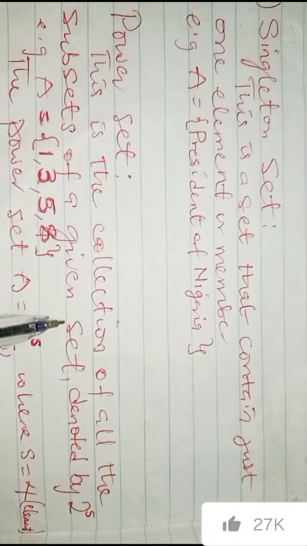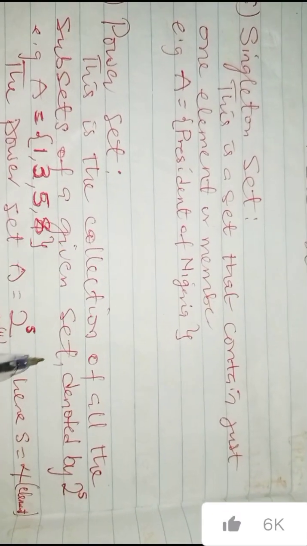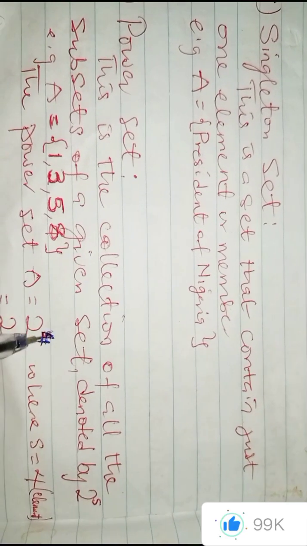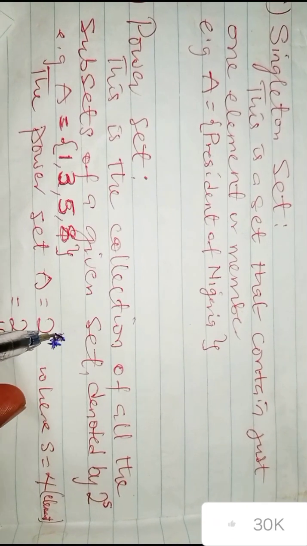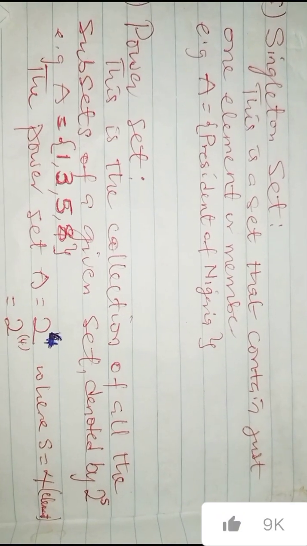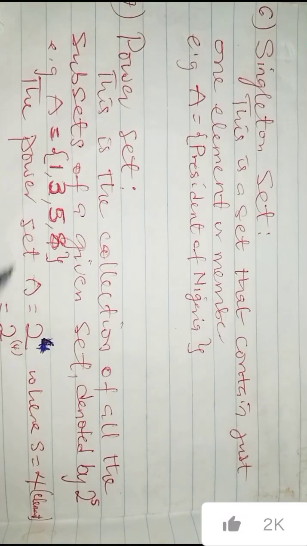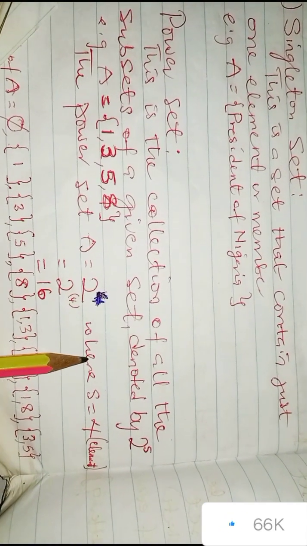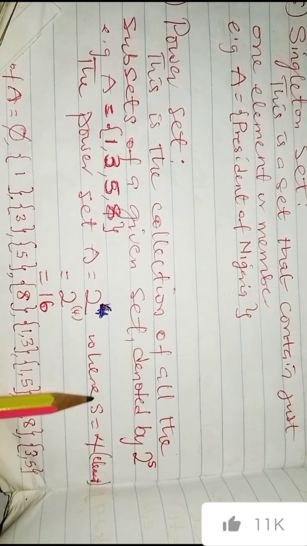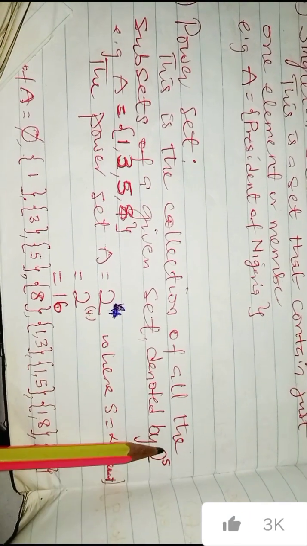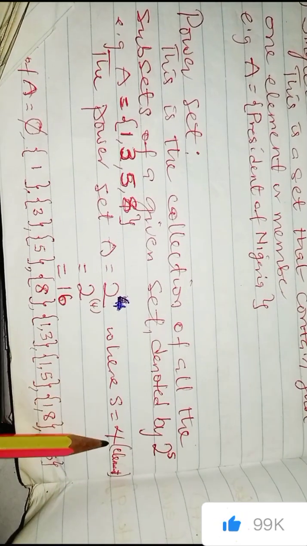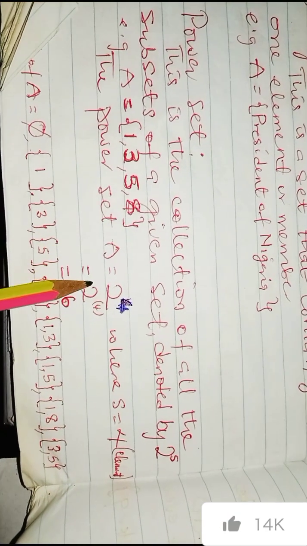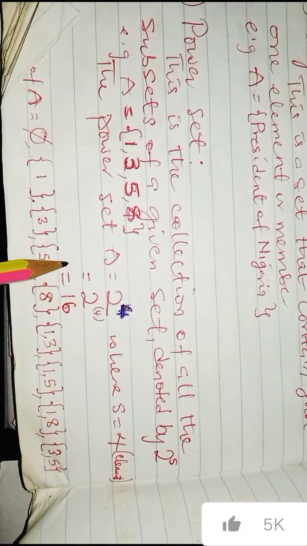Take note, it's not 2 raised to power 5. It's 2 raised to power 4. Remember in our formula we say it is 2 raised to power S. Look at our formula, 2 raised to power S. So S is 4, the number of cardinality. Let's count: 1, 2, 3, 4. So let's put it into our formula, 2 raised to power 4, which is equal to what?